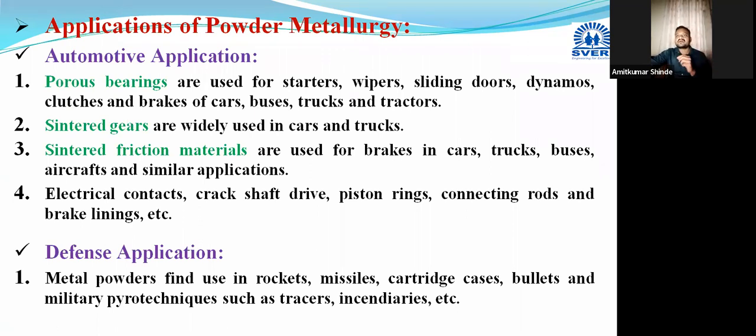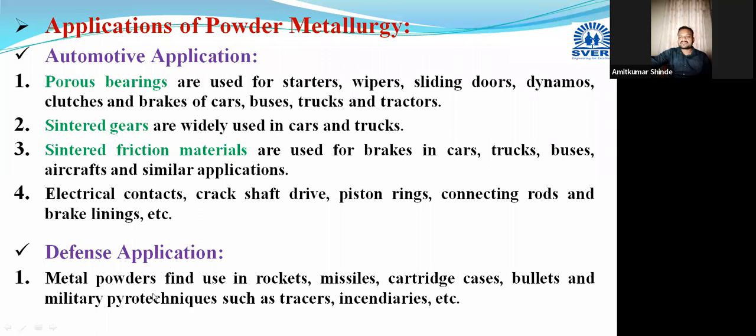Then sintered gears. These sintered gears are manufactured by the powder metallurgy technique, and they are used in cars and trucks. Then sintered friction material is manufactured with the help of powder metallurgy technique only, and that is used in manufacturing of brakes, and those brakes are used in different vehicles like cars, buses, trucks, or aircraft also. Then in the automotive sector, different electrical contact materials, crankshaft drive, piston rings, brake lining, connecting rods, all these can be manufactured with the help of this powder metallurgy technique only.